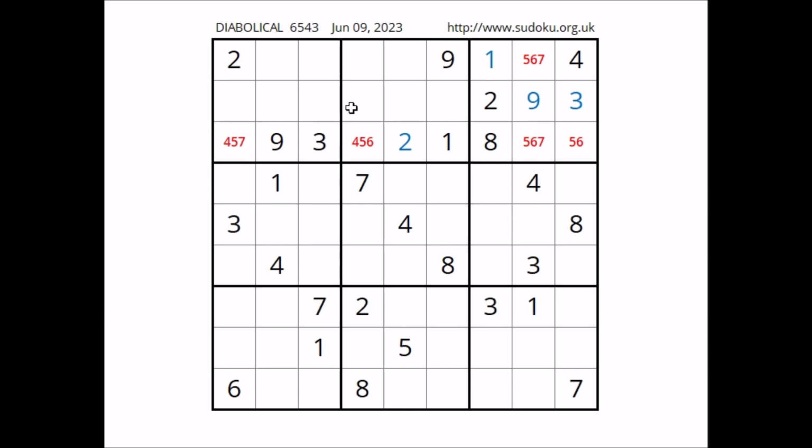Okay, what else? Look, number 1 in this sector, 1 in the third column, 1 in the second column, in this sector, 1 in this place.